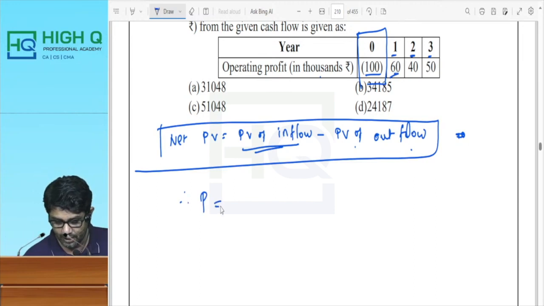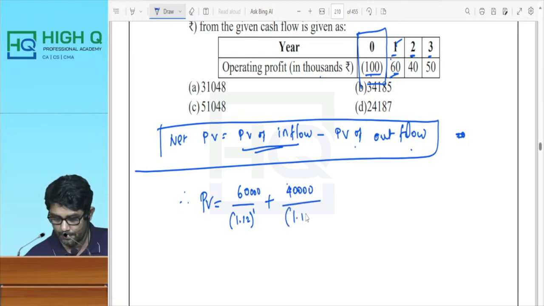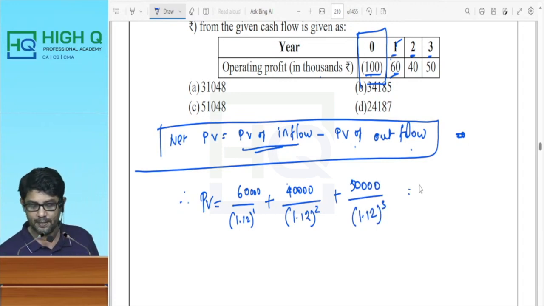Therefore, present value is equal to first 60,000 divided by 1 plus i whole power 1, because this is after 1 year. Plus, next one, 40,000 divided by 1.12 whole power 2, because this is after 2 years. Plus 50,000 divided by 1.12 whole power 3. Can you please calculate this?